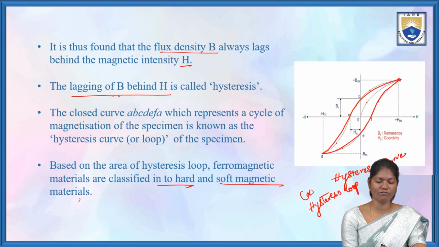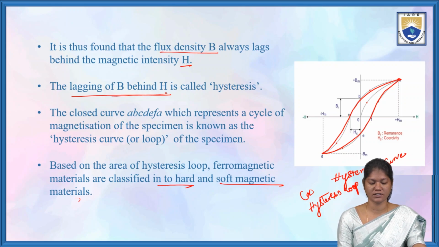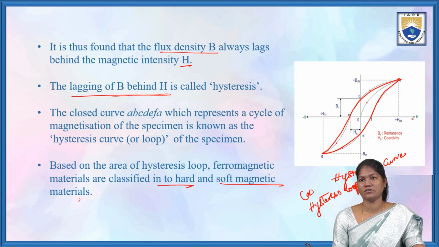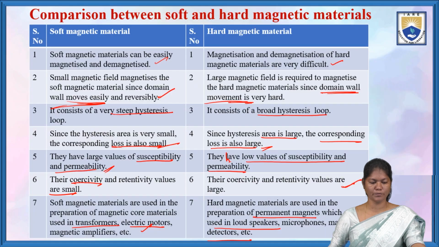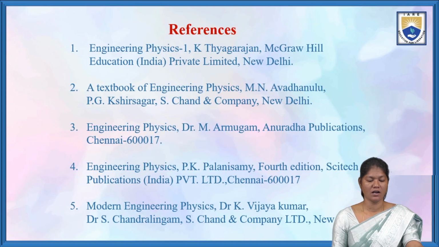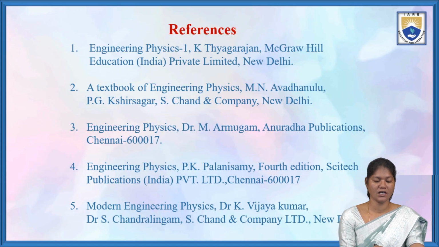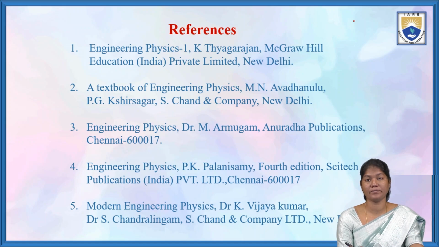So the lagging of B behind H is called hysteresis, and this closed loop is called the hysteresis curve or hysteresis loop. So this is all about the hysteresis, and the references for this topic are as follows.